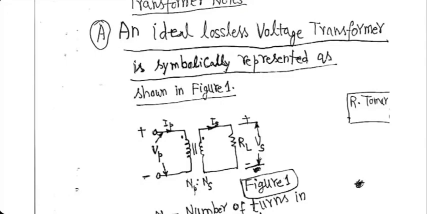Primary voltage is Vp, primary current is Ip, secondary voltage is Vs, secondary current is Is. Number of turns in the primary is Np, number of turns in the secondary is Ns. I'm assuming a resistive load, but it does not have to be that way. It can be a complex load also.